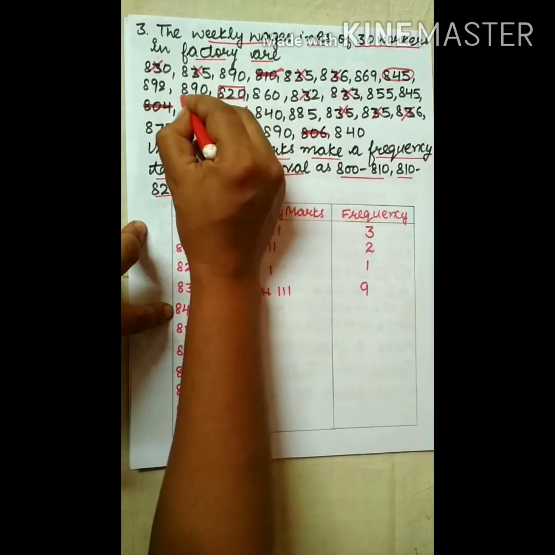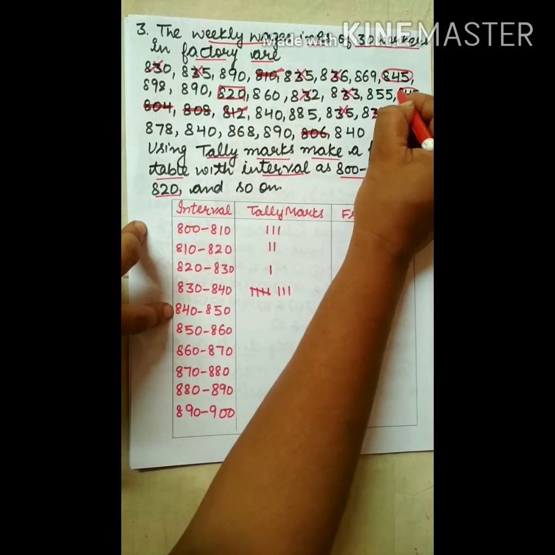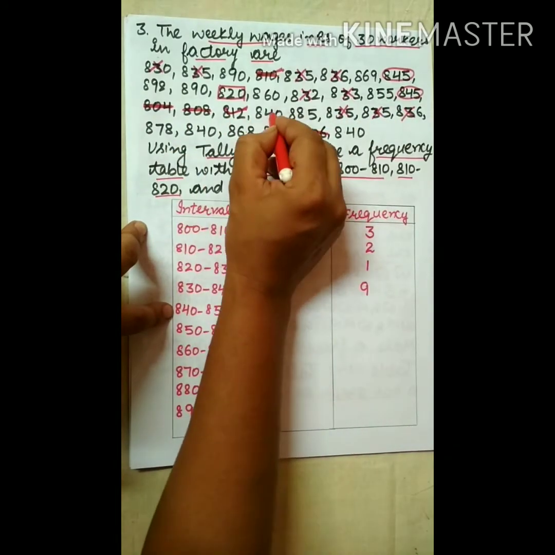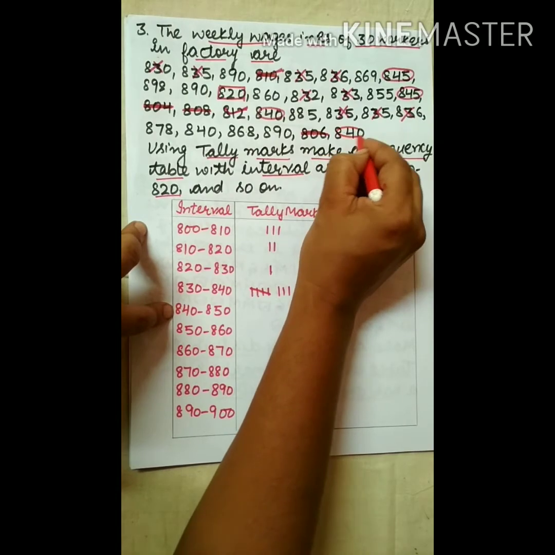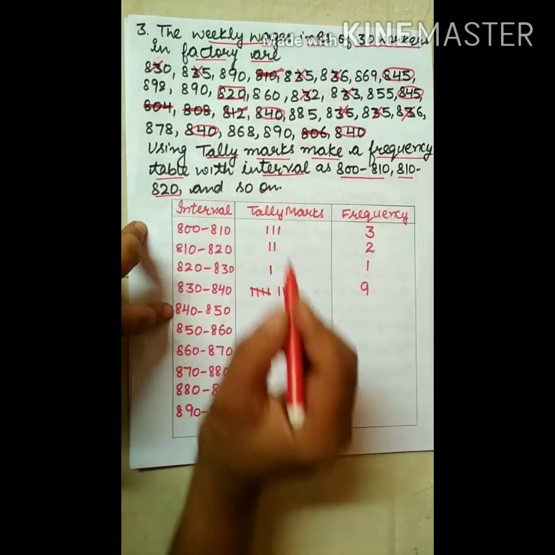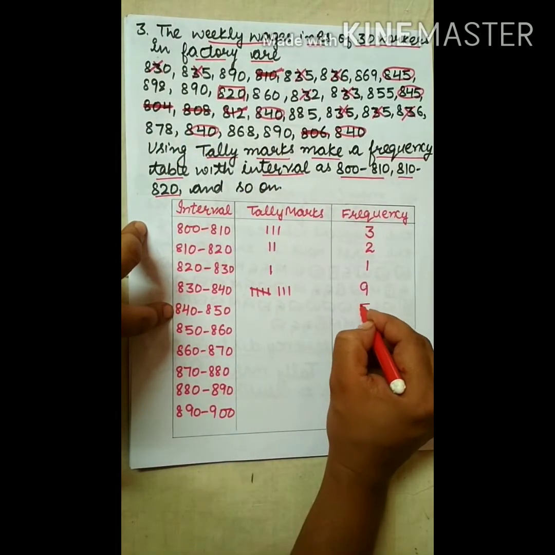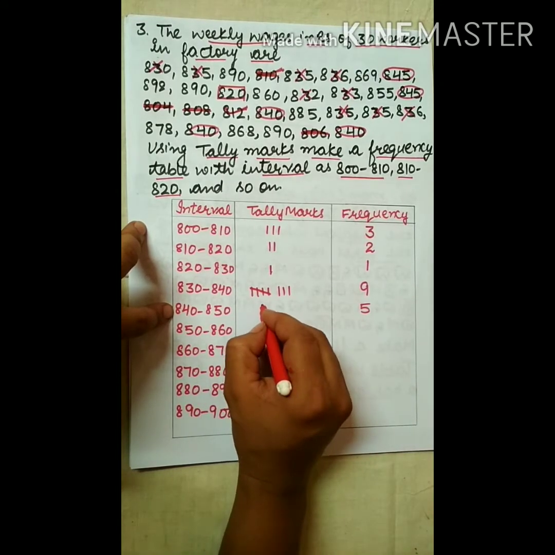1, 2, 3, 4, 5. So there are 5 values lying between 840 to 850.